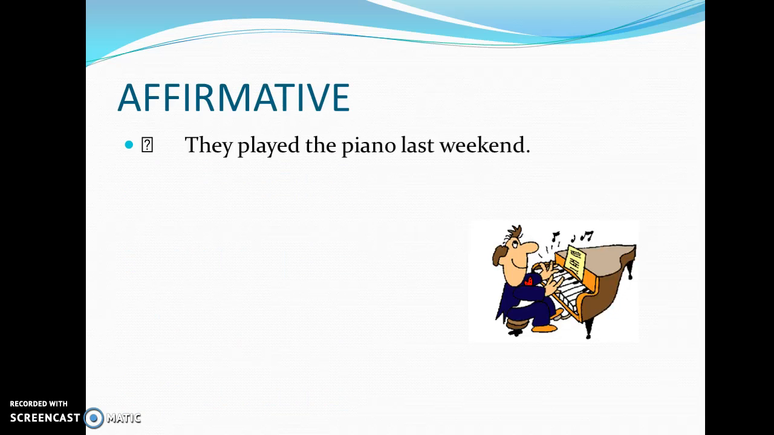Affirmative form: they played the piano last weekend. Play is a regular verb, we add ed, but come is an irregular verb. Susan came to class this morning. We have to study and learn these verbs in the past.